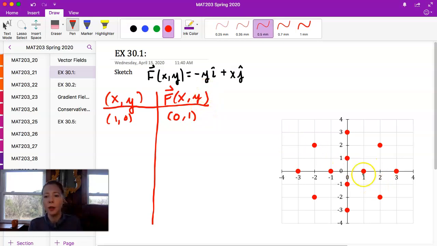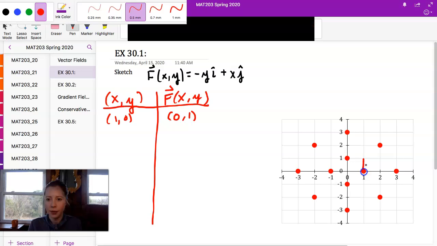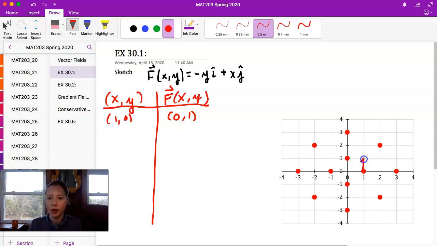So from 1, 0, this is the point we're starting at, the vector field is going to go towards 0, 1. The tip is going to point at 0, 1 from 1, 0. All right, so now that's our first one.